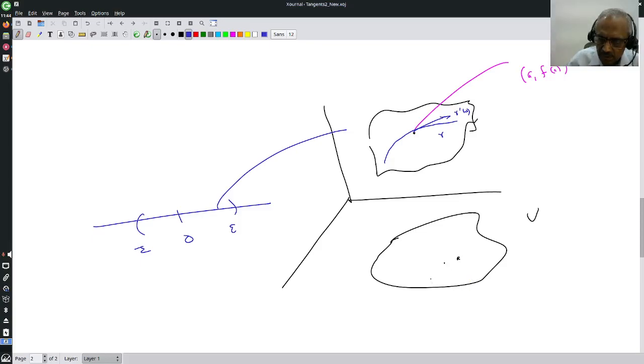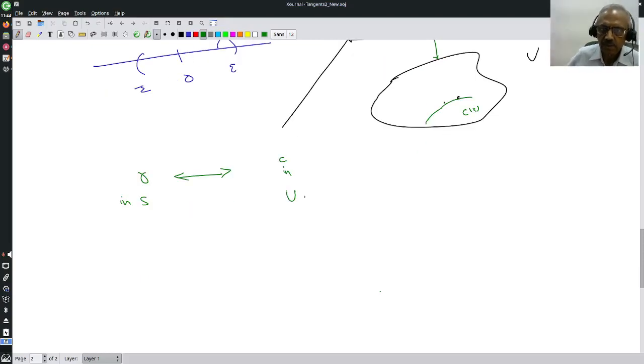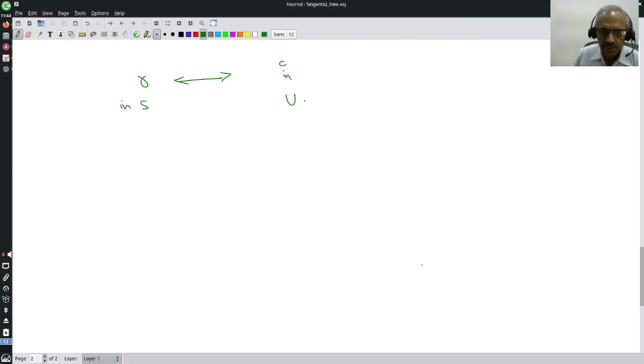and this is a curve. Let me delineate it by a different color. This is my c of t. This is the projection. Okay, therefore there is a one-to-one correspondence between curves in S and curves in U. Right? Okay, this is what the tangent space is.